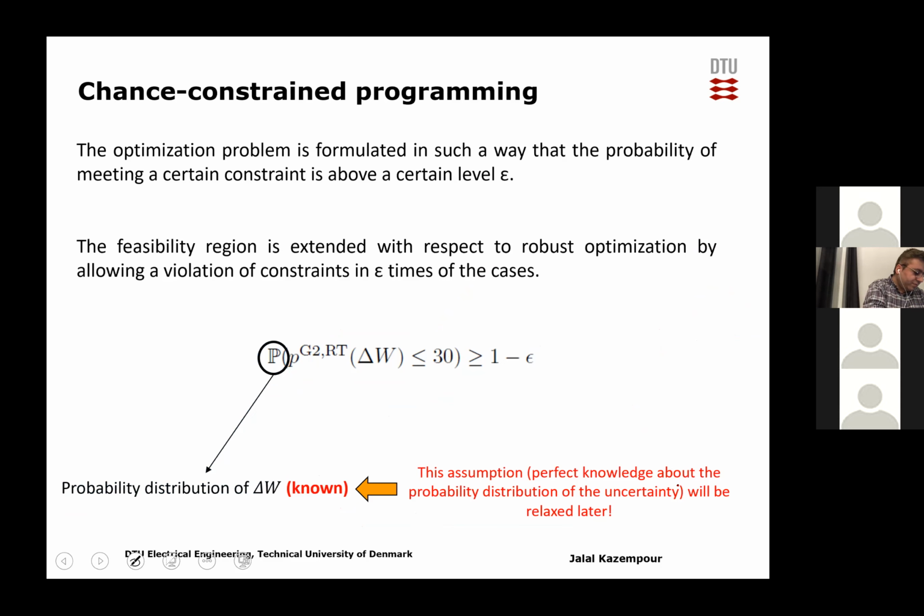So remember, in chance constraint programming, we assume that we have perfect knowledge about the underlying probability distribution of our uncertainty. We assume that we know it perfectly. Later, we will relax it.